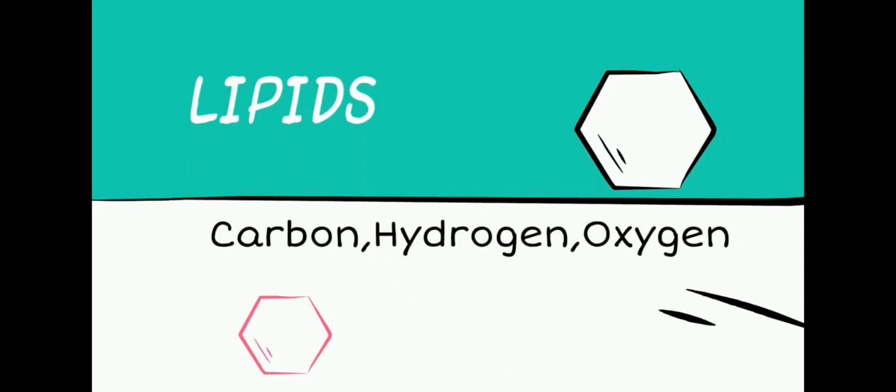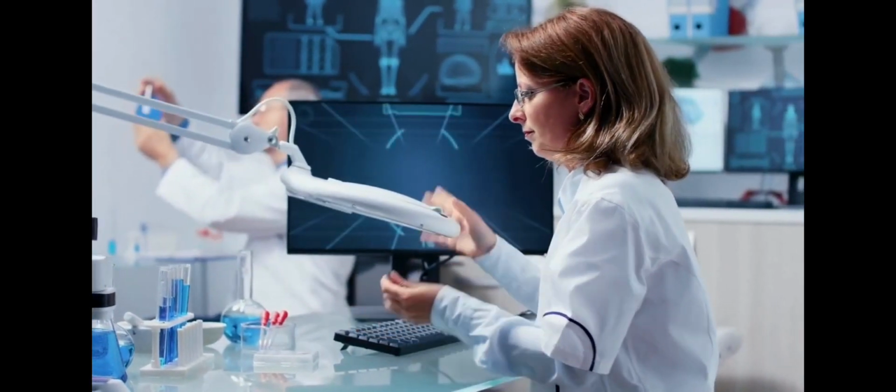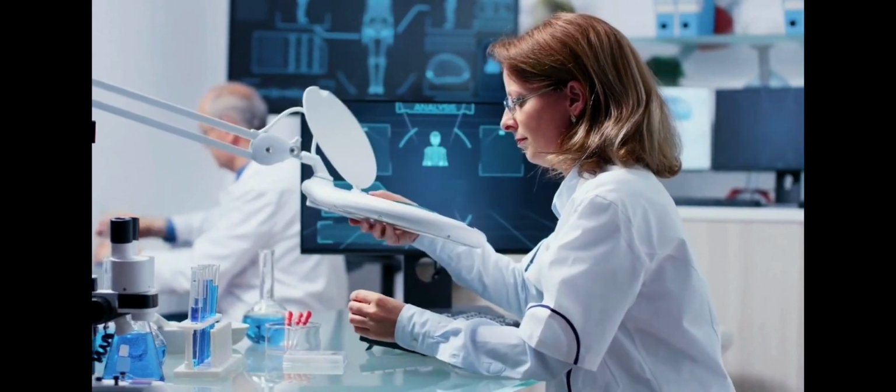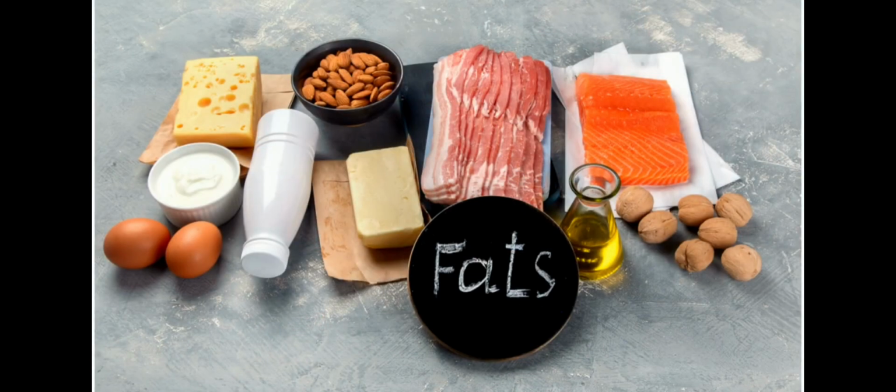Most lipids are macromolecules composed of carbon, hydrogen, and oxygen. Some of them also contain nitrogen and phosphorus. Technically, a lipid is not a macromolecule, but in biochemistry it is grouped with them. Lipids are fats, waxes, phospholipids, and steroids. Lipids help make cell membranes and are great at storing energy.